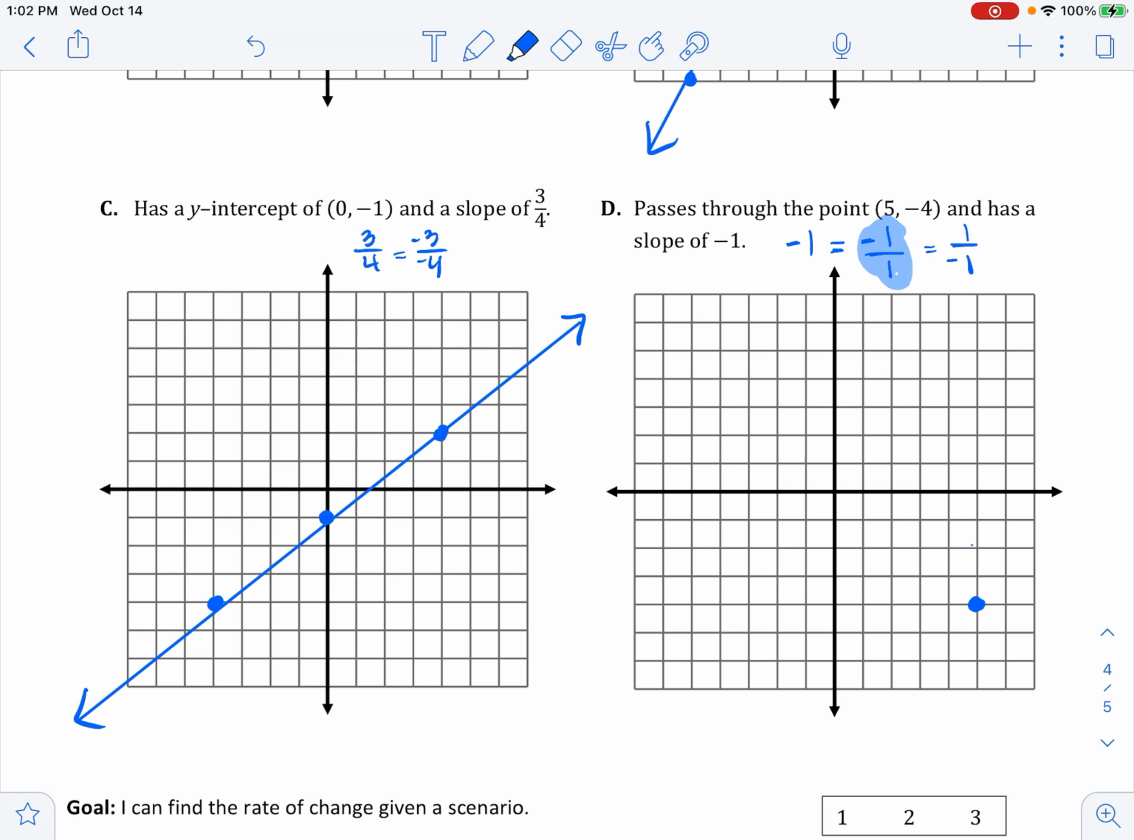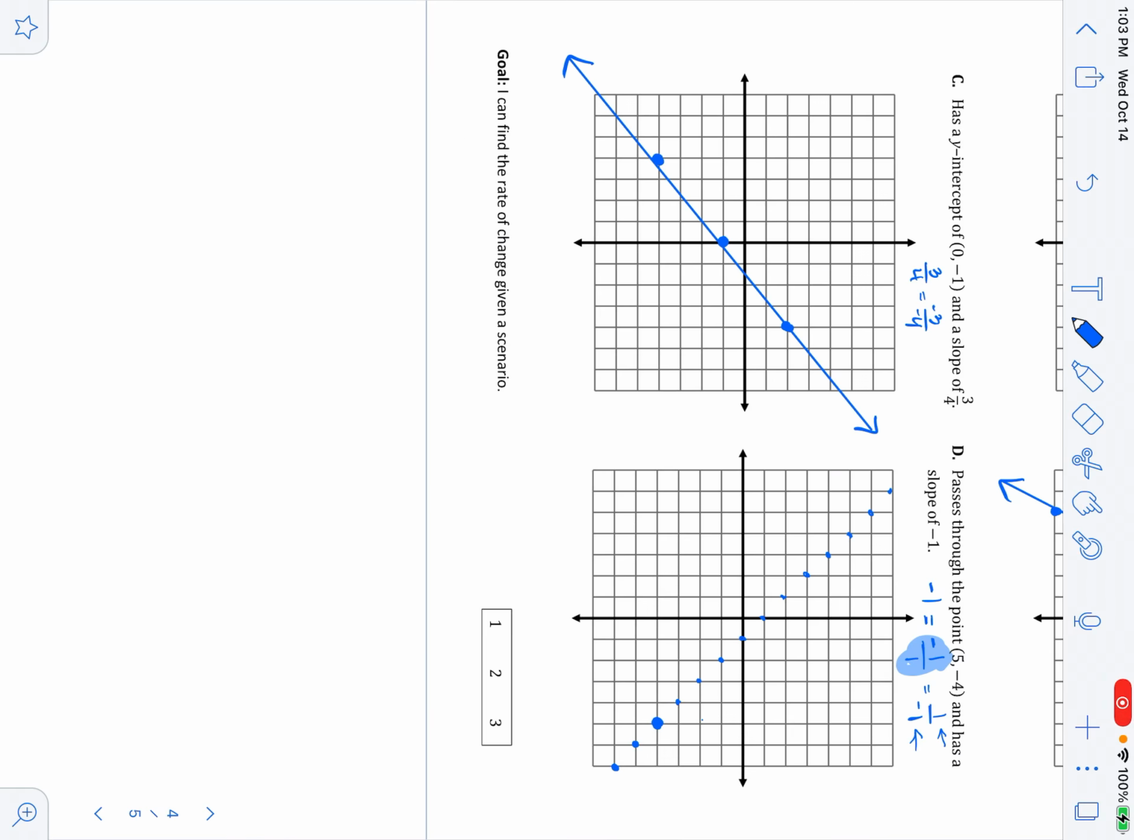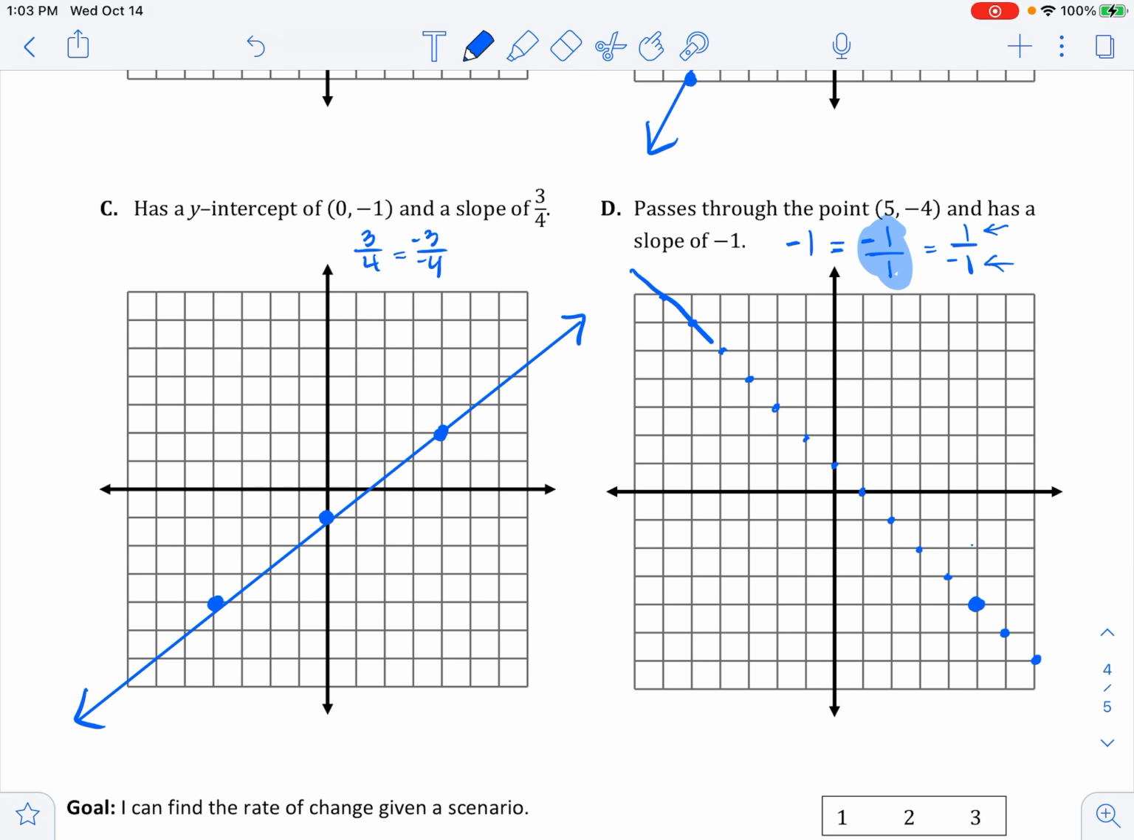So I'll start with this one right here. I'm going to go down 1 because it's rise negative 1. And then positive 1 is right 1. Down 1, right 1. Or I could have gone up 1, left 1. So up 1, left 1, up 1, left 1. The more points, the better. I do as many as I can possibly get on the graph because I want my line to be accurate. Arrows on the end, and that's how you graph the line.